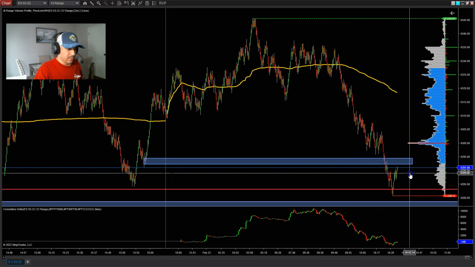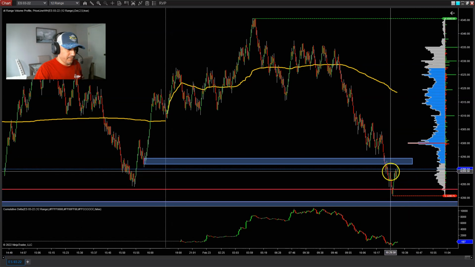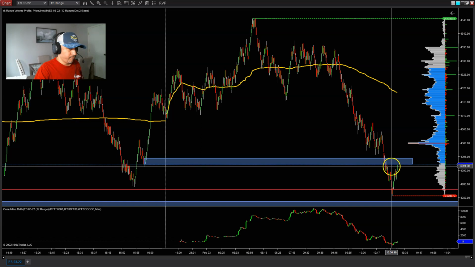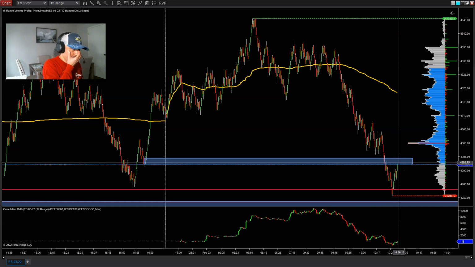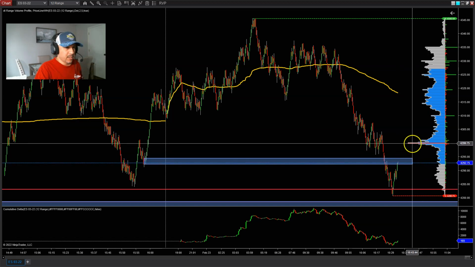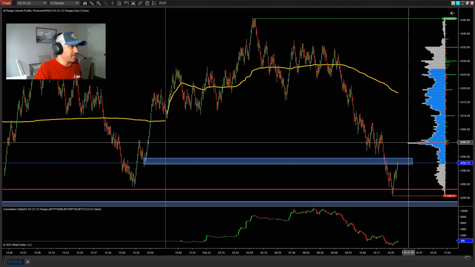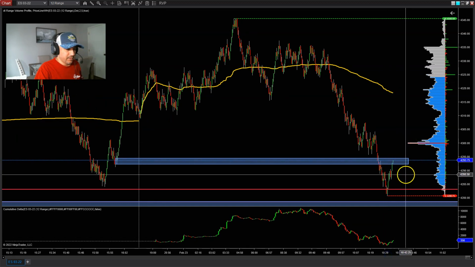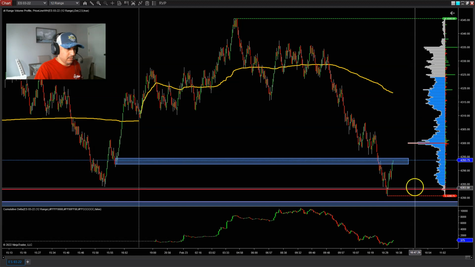Yeah, looks like the market's trying to push higher. It may be trying to come back up here and test this high volume area, 4,300 is a round number, so yeah, that may be what it's trying to do here.